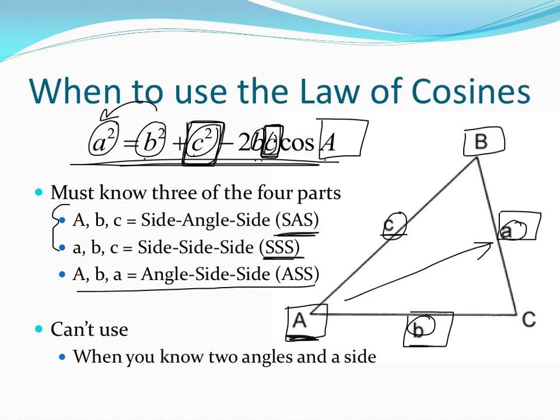You can't use the law of cosines in situations when you know 2 angles and a side. Notice that there's only one angle in the law of cosines. So if you know 2 angles and a side, you want to use the law of sines instead.